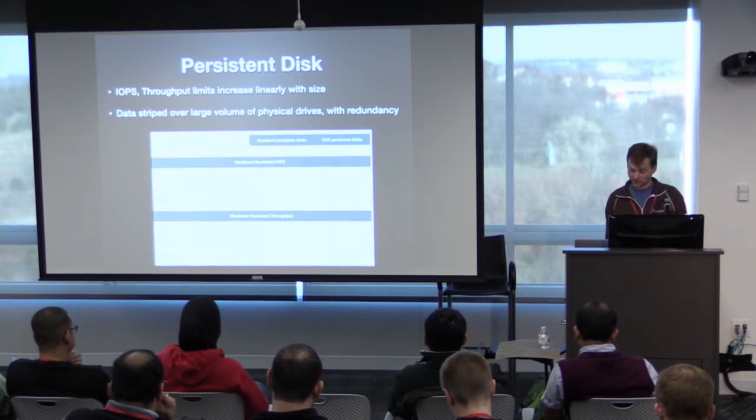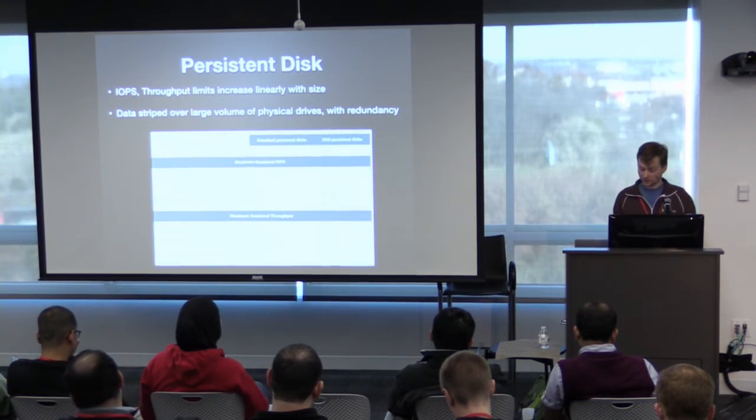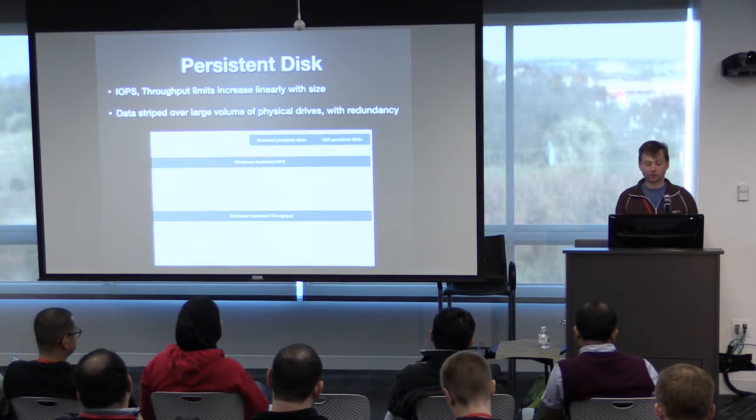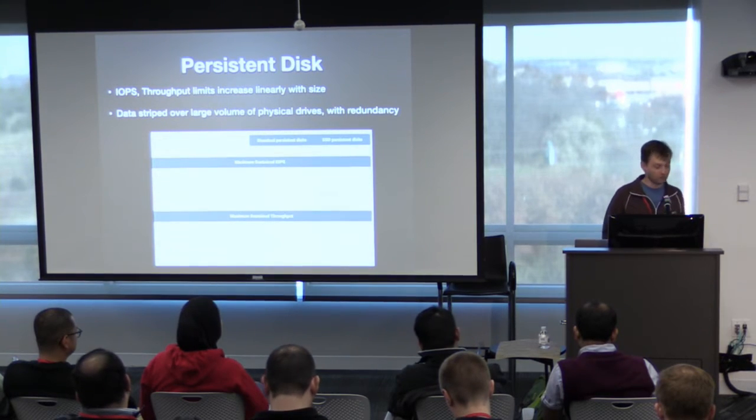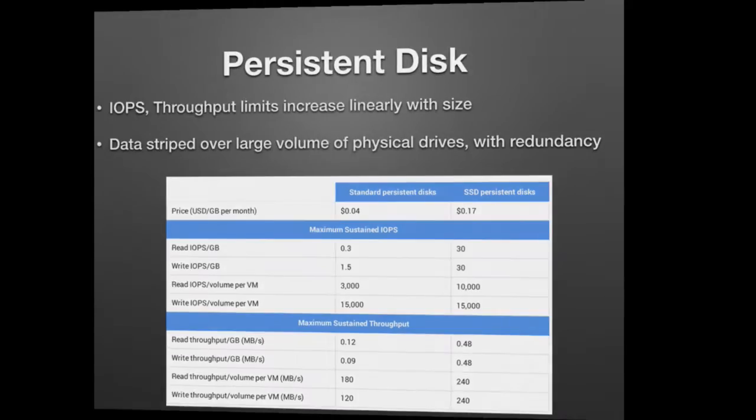So you have a choice between standard spinning disk or SSD, and you can go as high as 15,000 write IOPS or 10,000 read IOPS for an SSD. And basically the throughput scales as the size of the volume scales. So in order to get the maximum number of IOPS, you have to have a very large drive, basically.